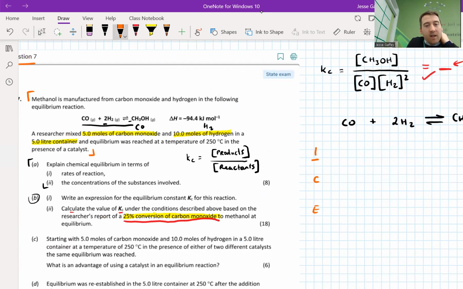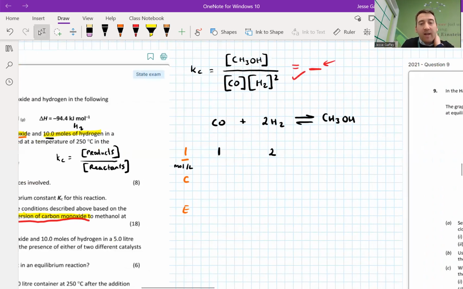Okay, so here I see I had 5 moles of carbon monoxide, but it was in a 5-liter container. So 5 moles in 5 liters, you should be able to work out that that's 1 mole in 1 liter, 1 mole per liter. Again, it's always moles per liter for these concentrations. All right, what about the H2? Well, here I've got 10 moles of hydrogen in a 5-liter container. So 10 moles in a 5-liter container would be 2 moles in a 1-liter container. That's going to be 2 moles per liter.